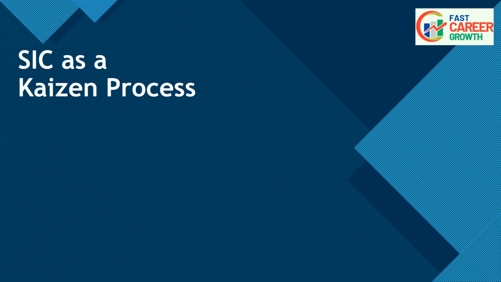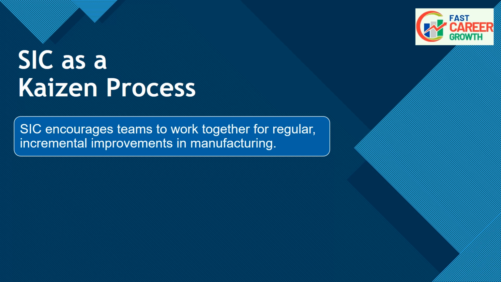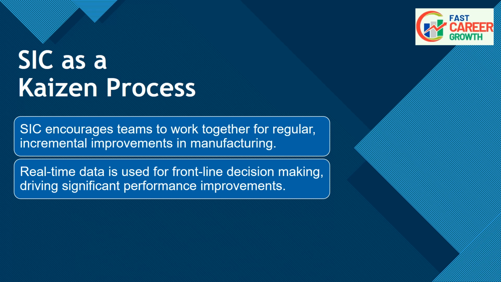SIC as a Kaizen process. SIC encourages teams to work together for regular, incremental improvements in manufacturing. Real-time data is used for frontline decision-making, driving significant performance improvements. Teams are trained to collect, analyze, and react to this data in order to drive significant performance improvement from the factory floor.